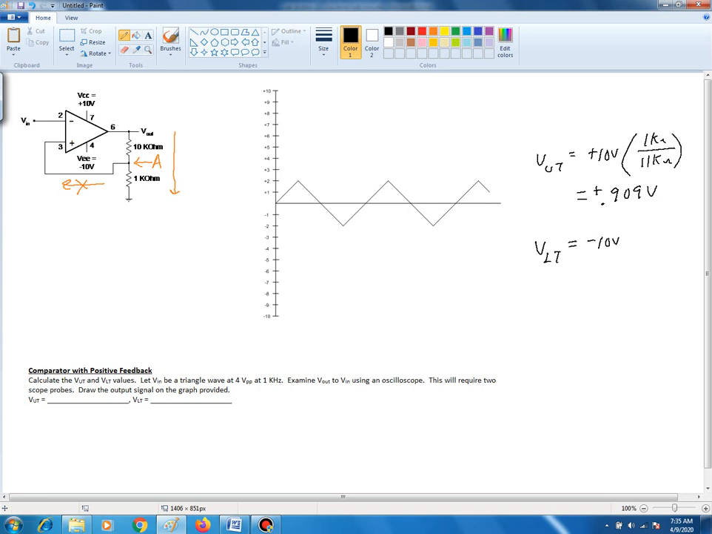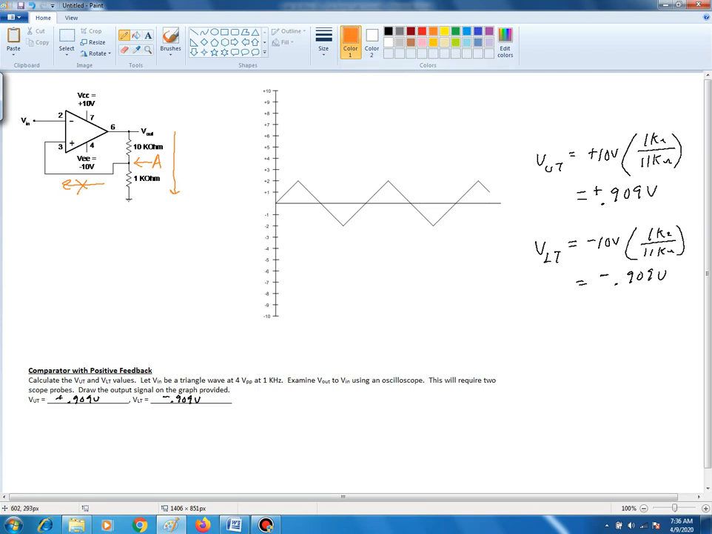And again, it's a simple voltage divider equation. And the amplitude is going to be the exact same thing, except you're going to end up with a negative 0.909 volts. Now, with those values solved, we can jot them down. For VUT, it's going to be a positive 0.909 volts, and for VLT, a negative 0.909 volts.